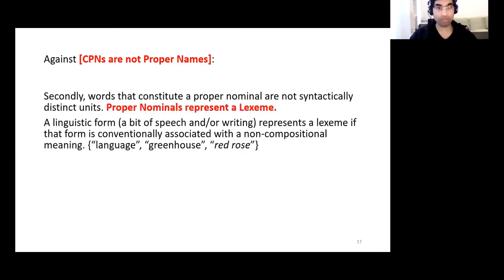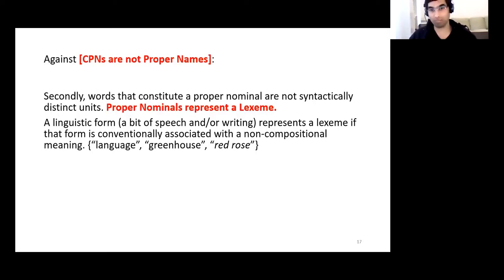Secondly, Rayburn assumes that words that constitute a proper nominal are syntactically distinct units, but I will argue that proper nominals represent a lexeme. They are a single syntactic and semantic unit. Before moving forward, let me just define a lexeme very quickly.